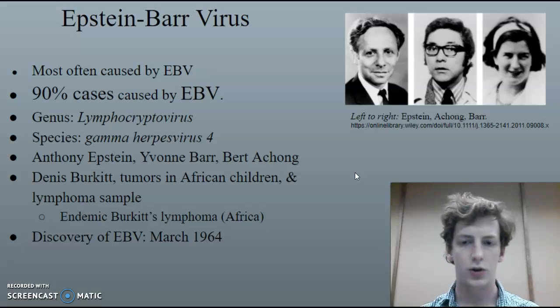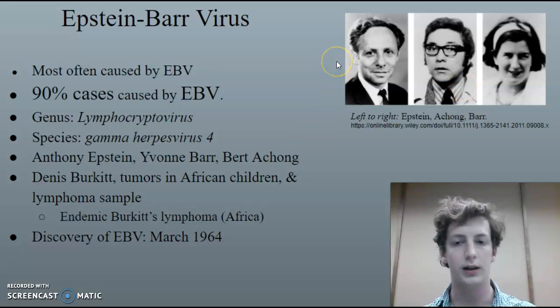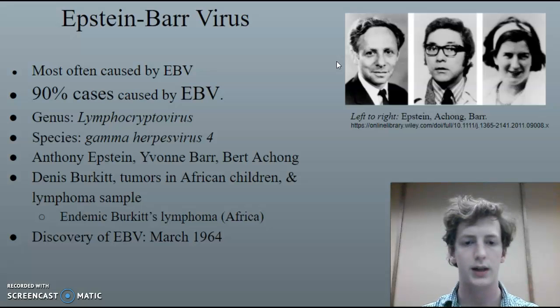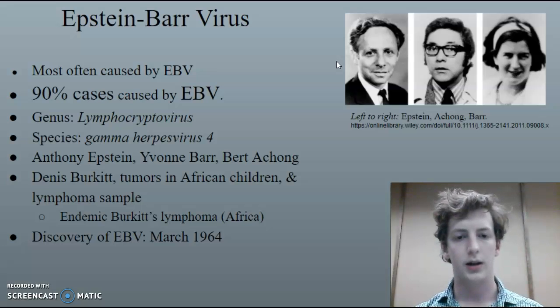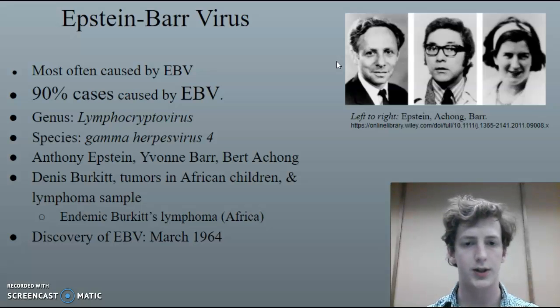And Epstein took this sample back to his own lab, where he, Achong, and Barr researched them, and they eventually looked at them through an electron microscope. And they discovered that there were, in fact, viral particles in these cells. And although they discovered this virus while researching Burkitt's lymphoma, this virus is also the primary cause of mono.